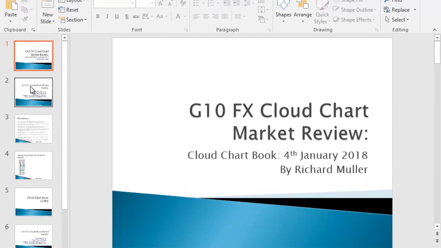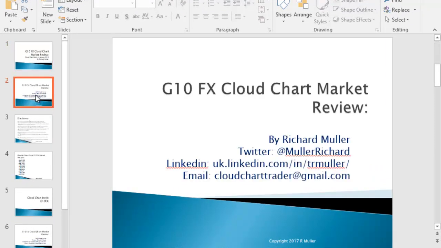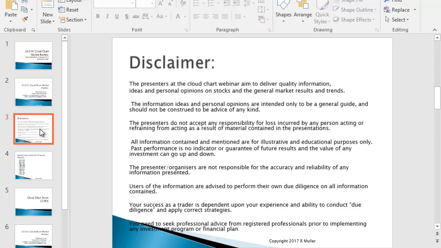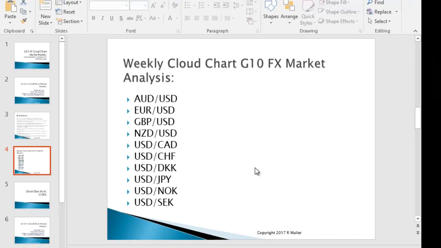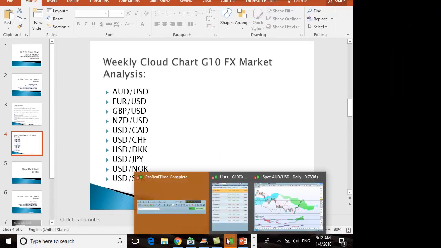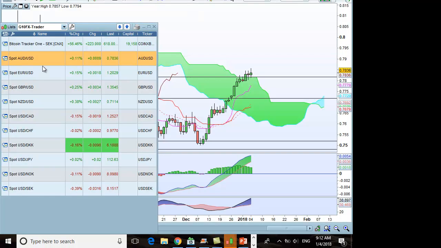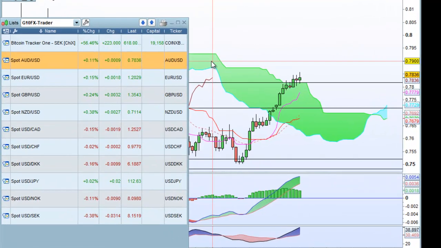And today I'd like to cover the G10FX currency pairs from an Ichimoku Cloud Chart perspective. These are the currency pairs we'll be covering today, and we're going to look at the Cloud Chart, Ichimoku Cloud Chart signals. We'll look at resistance and support levels, as well as where these currency pairs might be trading to next. Right, jumping straight into the Pro Real-Time platform, we'll start with the Australian US dollar.